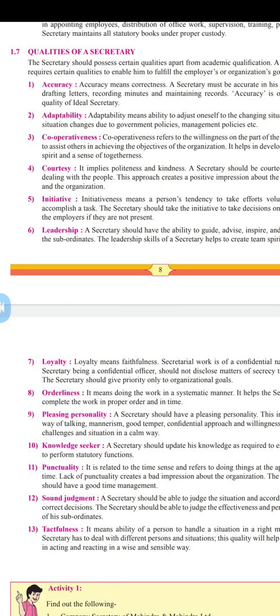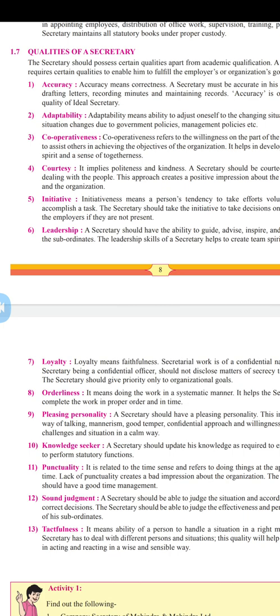That means accuracy. Accuracy means correctness. The employer or management of an organization depends upon the secretary for a lot of important work. That's why a secretary must be accurate in his work, like drafting letters, recording minutes, maintaining records. That means accuracy is one of the qualities of an ideal secretary. He should be perfect in all these things.